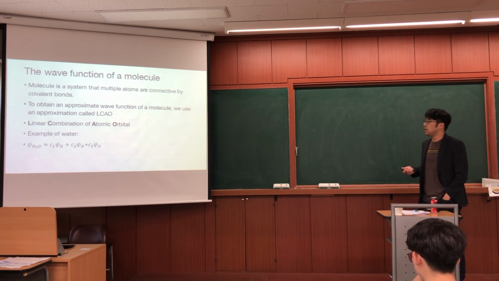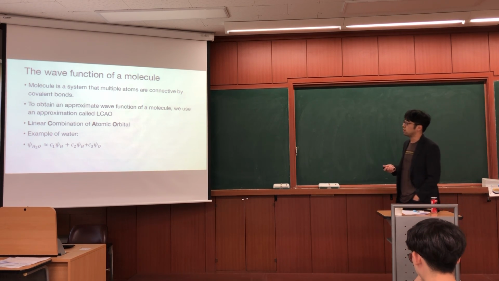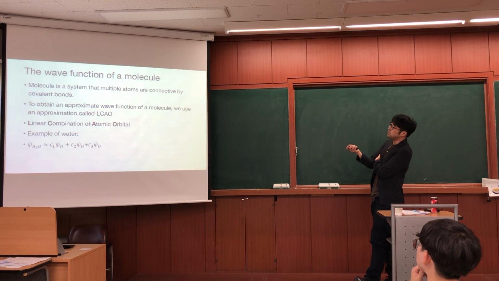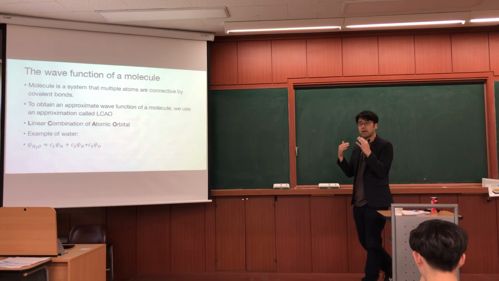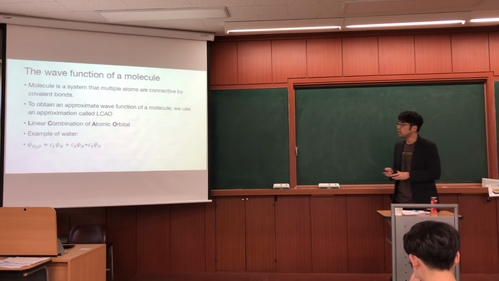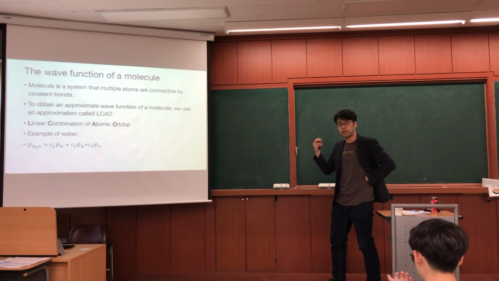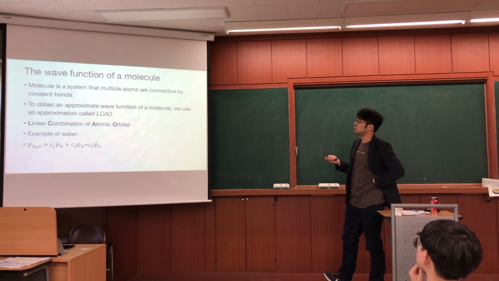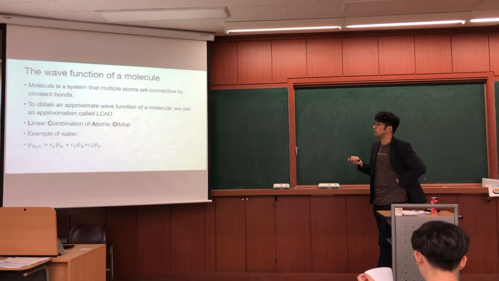So how can we build the molecular orbital of a molecule? As I mentioned, a molecule is a system in which multiple atoms are connected by covalent bonds. In order to obtain an approximate wave function, because we cannot write down the exact wave function of a molecule, we use an approximation called the LCAO model. LCAO means linear combination of atomic orbitals.